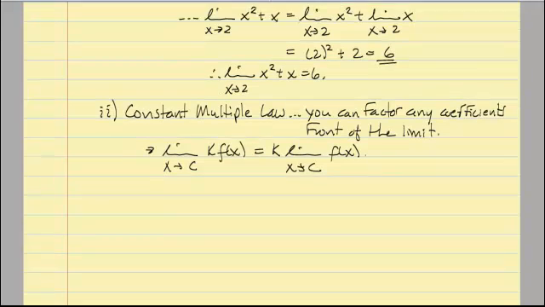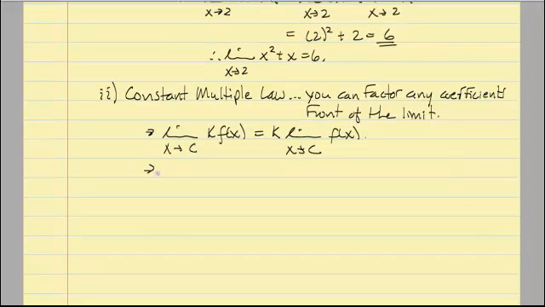So that's what that's referring to. Let's go ahead and look at an example for this case. The limit as x approaches 7 of 3x. Well, you already will just plug 7 directly in and say 3 times 7 is 21 and be done.